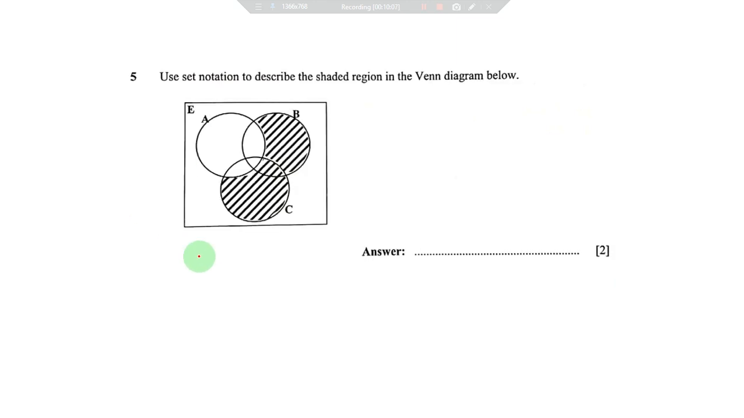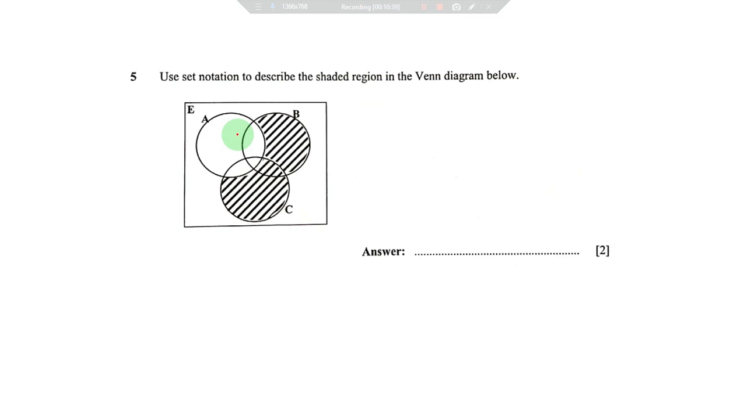We'll go to question number 5. Use set notation to describe the shaded region in the Venn diagram below. Very simple here. When you look at your A, it has been left out completely. The entire circle for A has been left out. What has been shaded is just B and C. So here, the A is a complement, definitely, because it has not been shaded, meaning complement of set A.